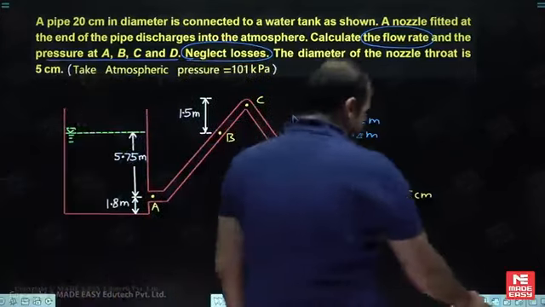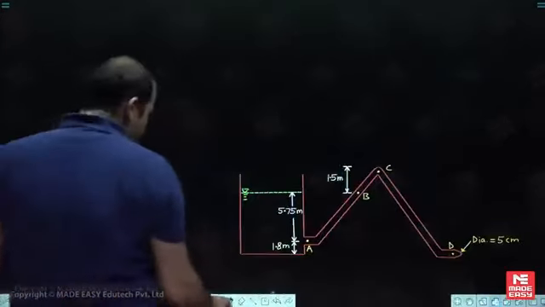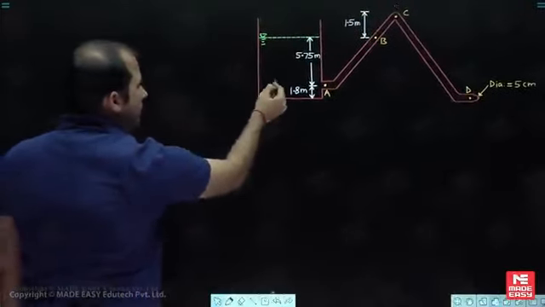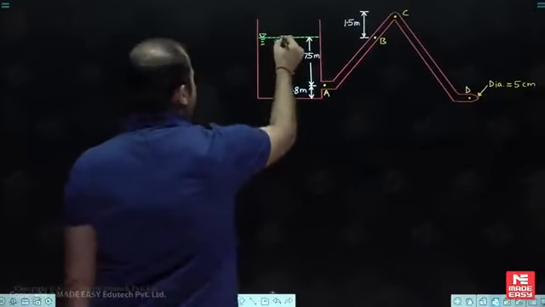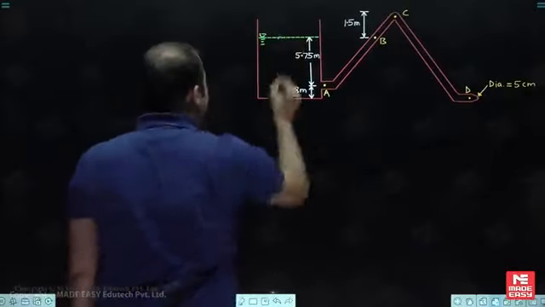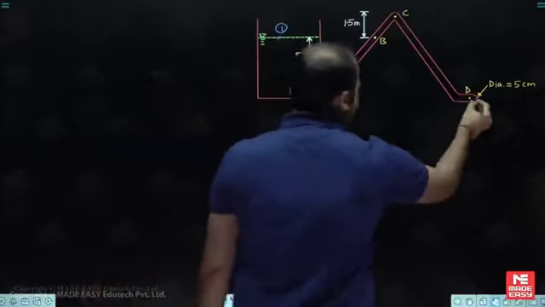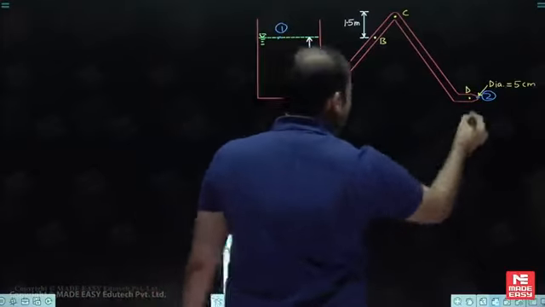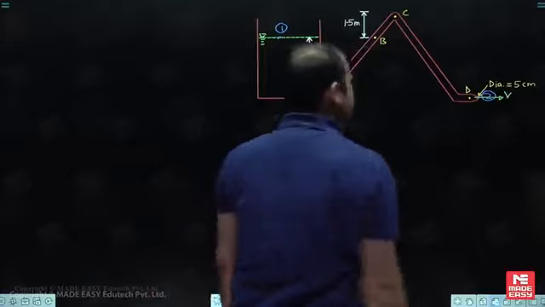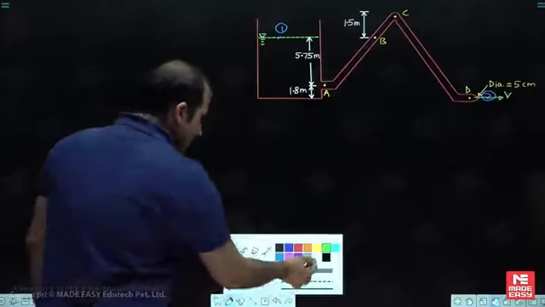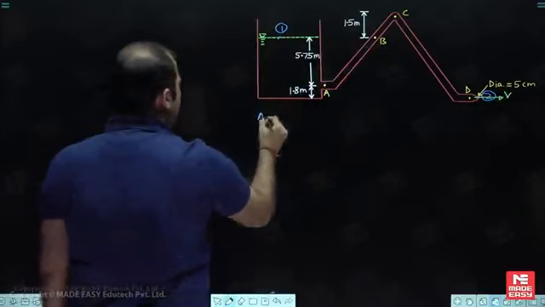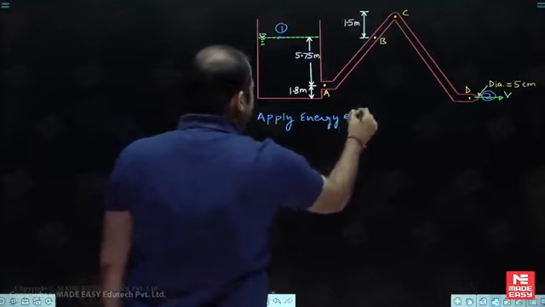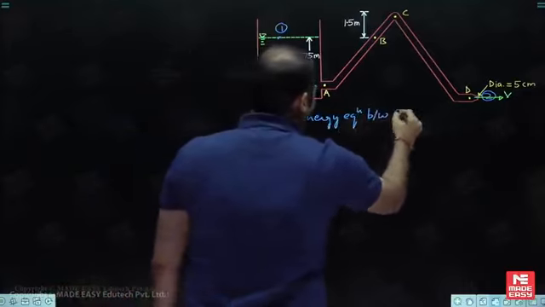So this is the case here, my dear. In this case, this is point one I am considering and this is point two I am considering. The velocity here I am considering as V. Now the next thing here, apply the energy equation between 1 and 2.